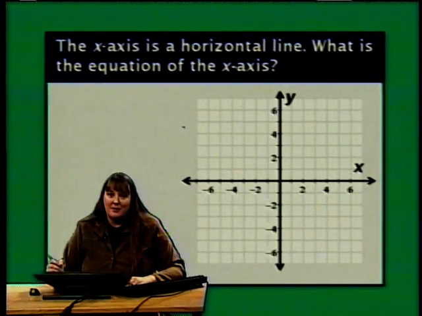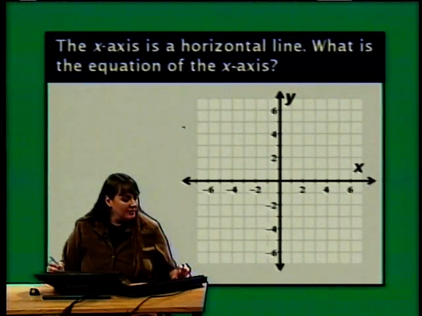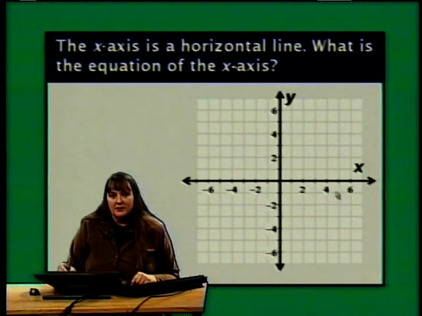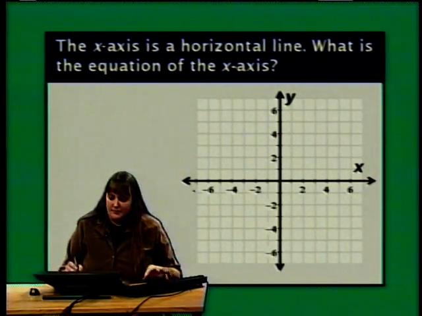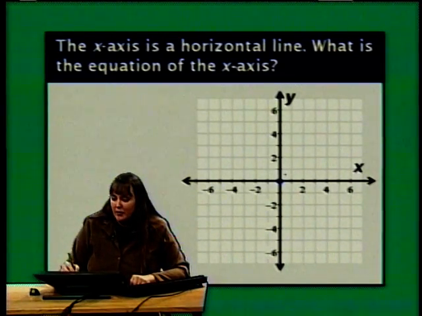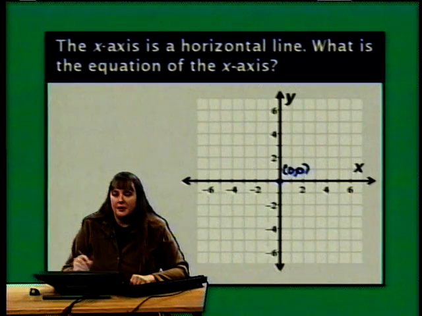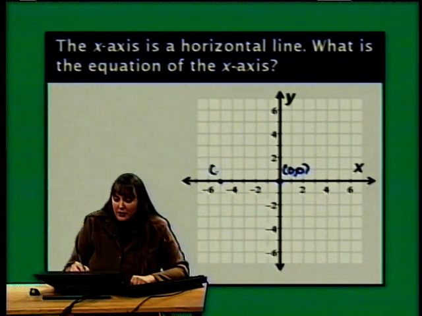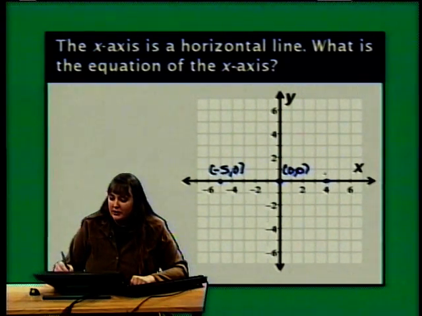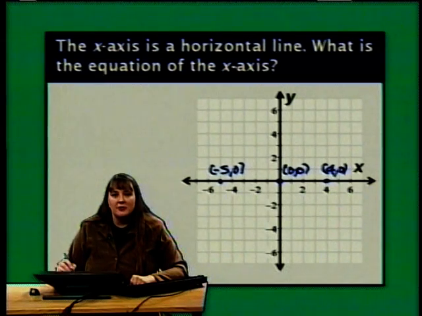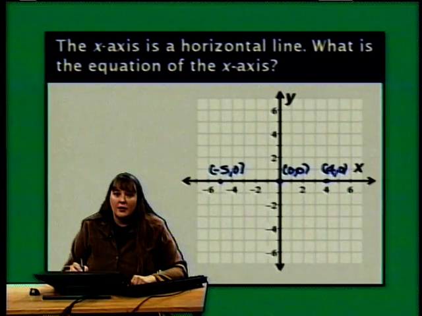The x-axis also happens to be a horizontal line. What's the equation of the x-axis? Well, when we're talking about the x-axis, we're talking about this horizontal line. Let's think about some points that are on the x-axis. The origin is a point on the x-axis. It has coordinates (0, 0). The point (-5, 0) is on the x-axis. The point (4, 0) is also on the x-axis. What do all three of these points have in common? It looks like in all three of these points, the y-coordinate is 0.